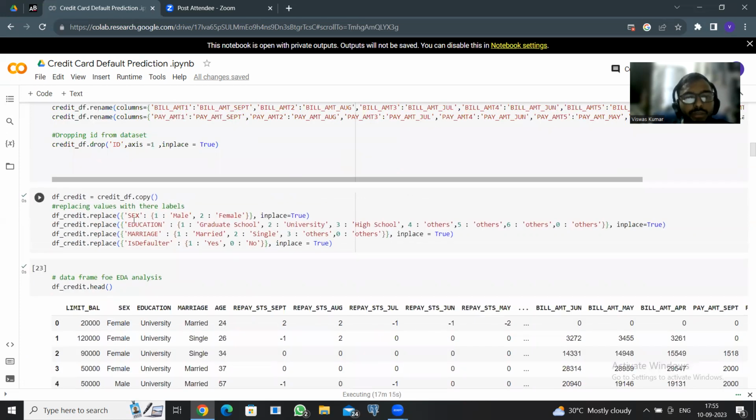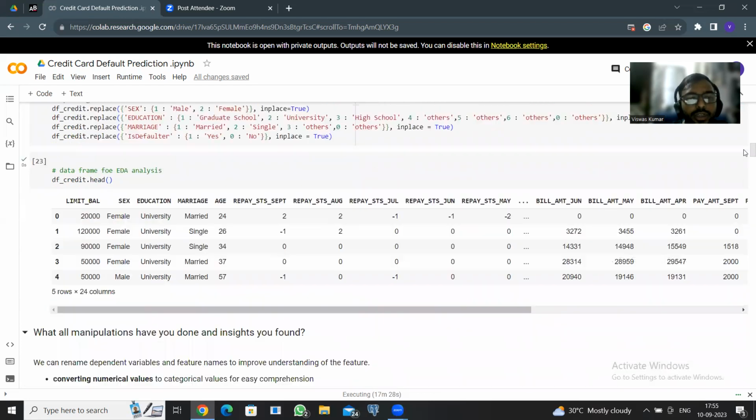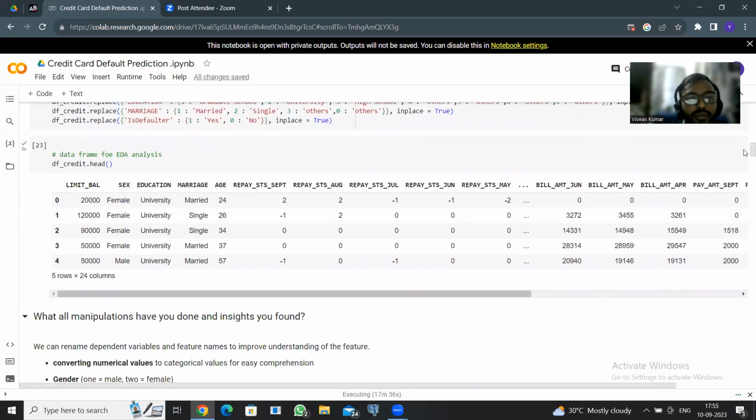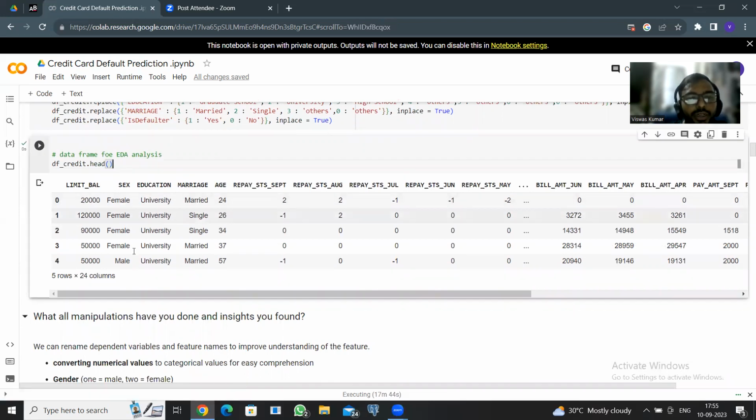For the categorical columns, sex: one represents male, two represents female. Likewise for education and marriage, and is defaulter. One means yes, the customer is going to default. Zero means no, the customer is not going to default. Like that, I have replaced the values with categorical variables. After replacing and renaming the columns, here is what our final data set looks like, with sex divided into female and male categories, education into university, and so on. We can see the whole data set right here.